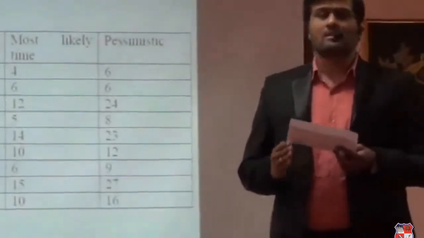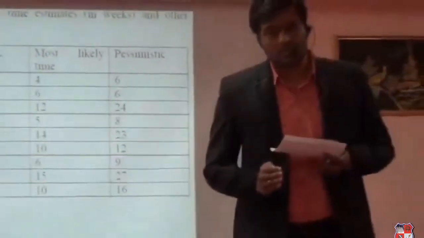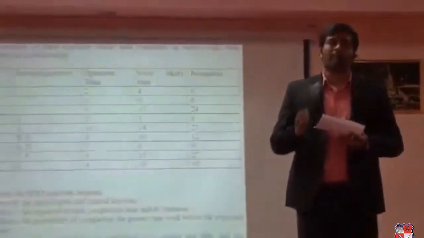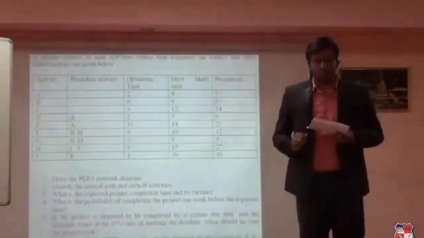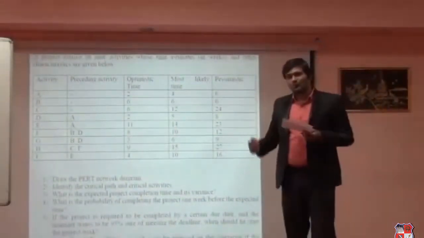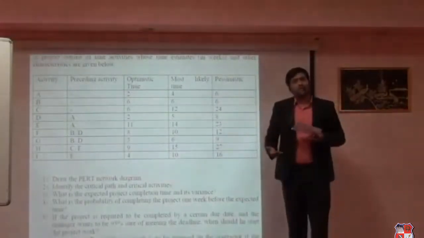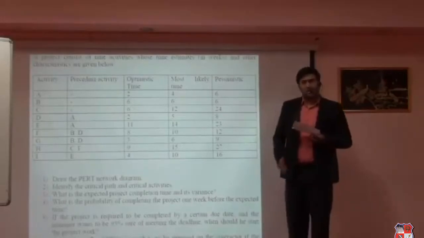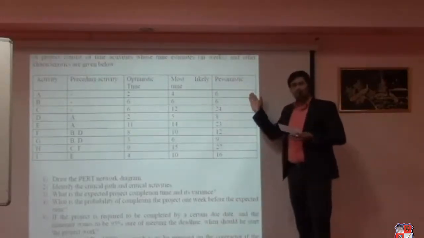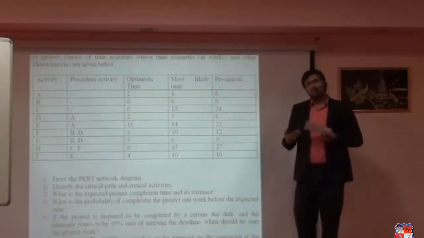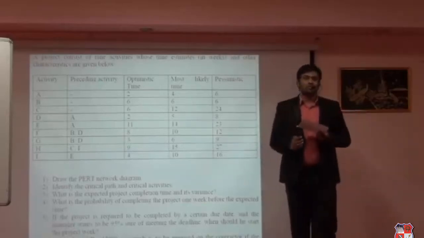Optimistic time is the minimum time duration that you require to complete the task given to you. At the same time, most likely time is the time duration that you require mostly while you are performing the same task. And lastly, the pessimistic time is the most time taken by you for the same job.